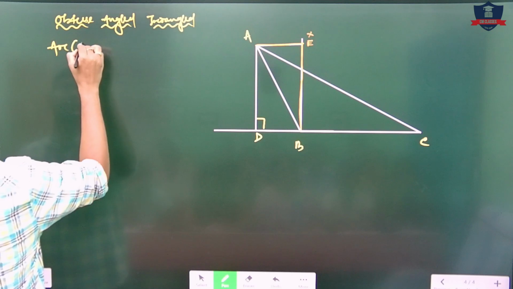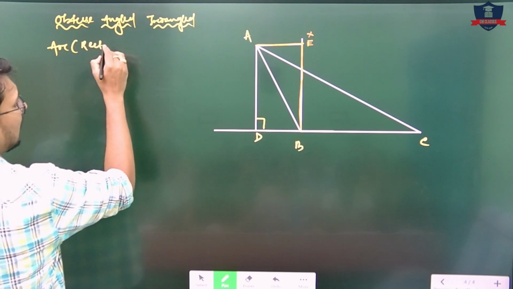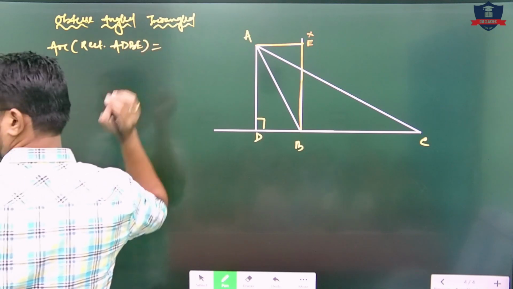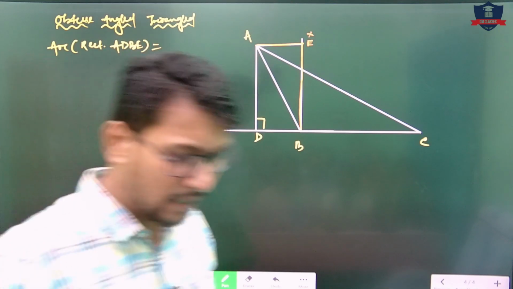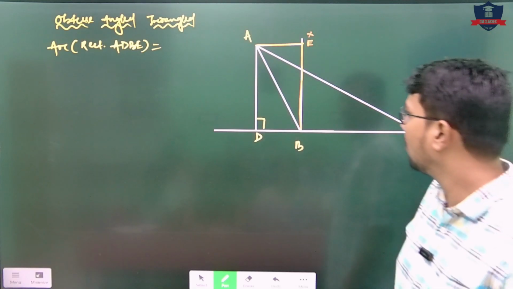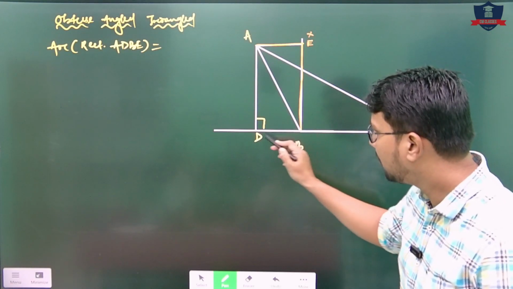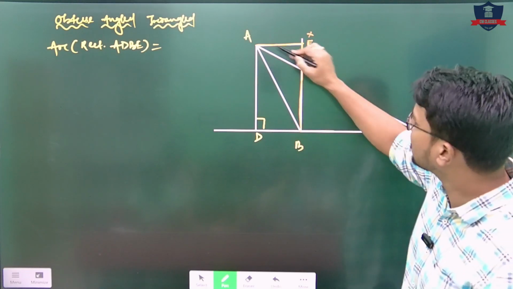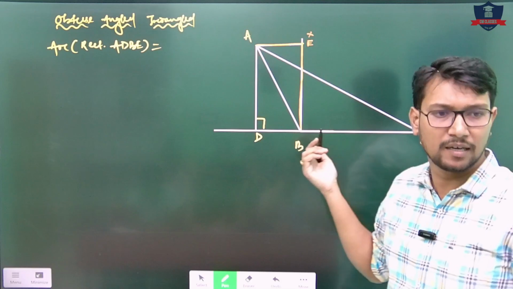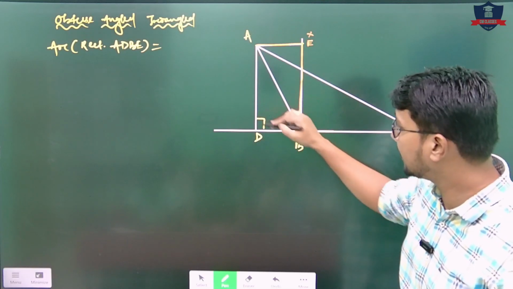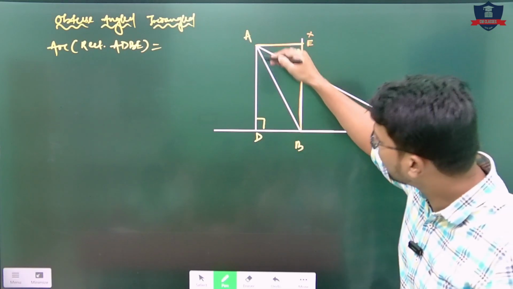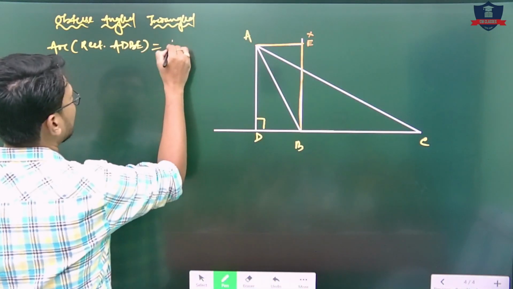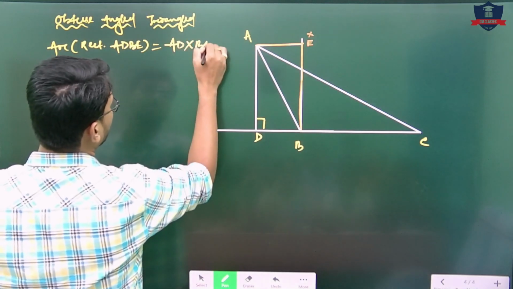Now tell me, everyone, the area of rectangle ADBE is how much? It is BD into AD. BD equals A and AD equals which one? These two sides are length, and these two are breadth. So therefore, AD into BD. Let us write it: AD into BD. Is that clear?